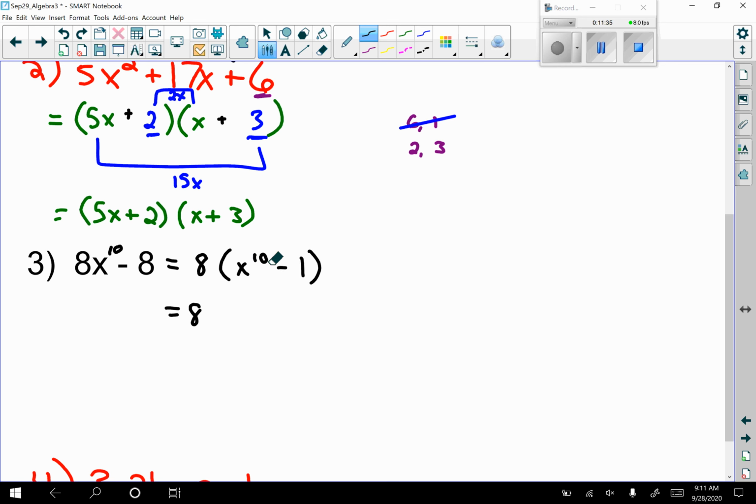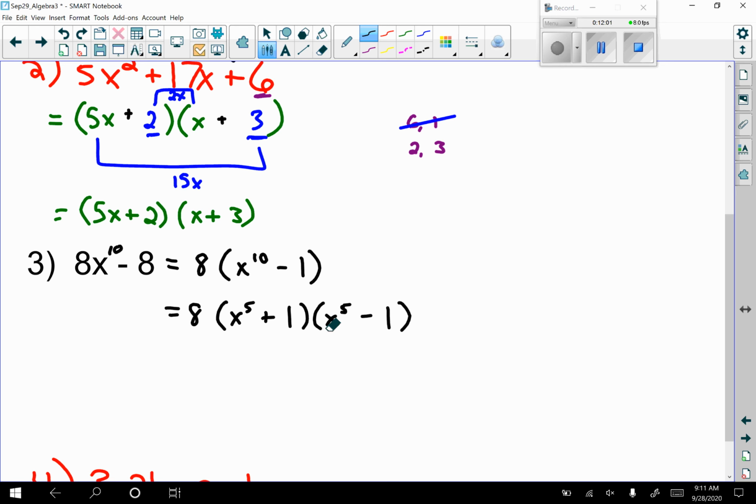Now this x to the 10th minus 1 is a difference of squares. When this exponent is even, we can take the square root of that power of x. So I'm going to make 2 sets of parentheses. And what I do, I split this in half because they have to be identical. So the square root of x to the 10th is going to be x to the 5th, because x to the 5th times x to the 5th will give me x to the 10th. Square root of 1 is just 1. And then I put a plus sign in one, minus in the other. Doesn't matter where they go.